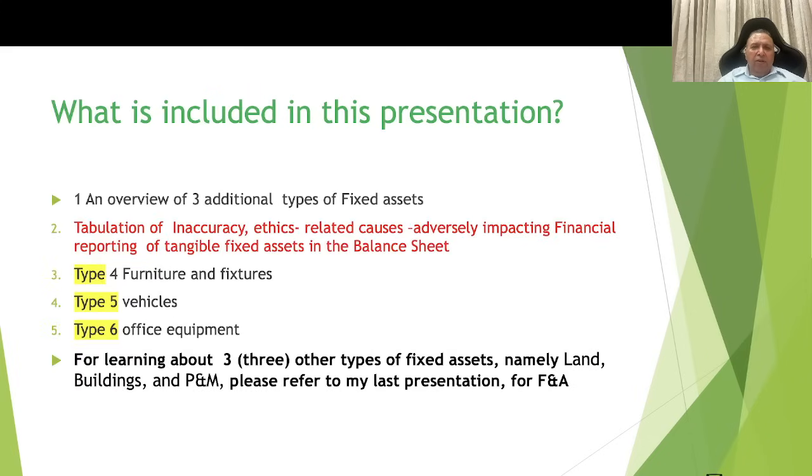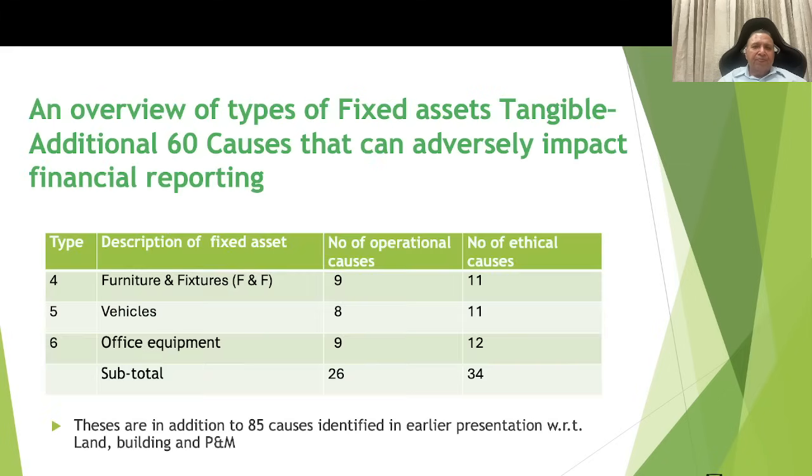What I plan to include in this is, first, giving an overview of the causes which may be inaccuracy related or ethics related that can adversely impact financial reporting. Then separate analysis for the furniture and fixtures as type 4, vehicles as type 5, and office equipment as type 6. Now, for learning about three other types of fixed assets, namely land, buildings, and plant and machinery, please refer to my last presentation for the finance and accounts team.